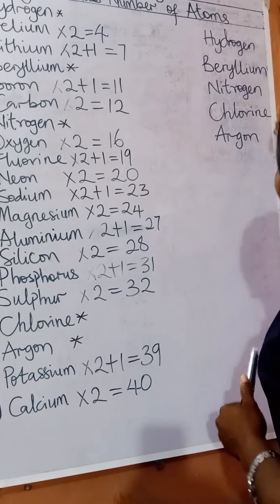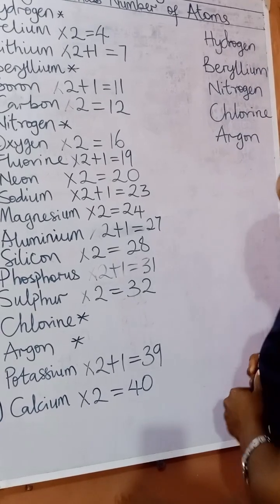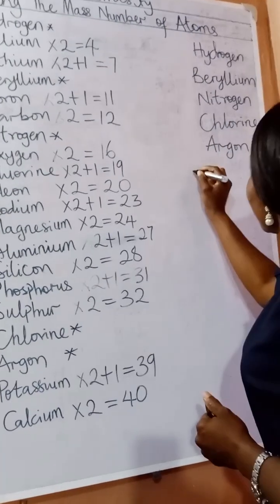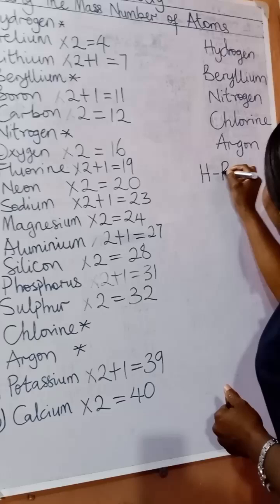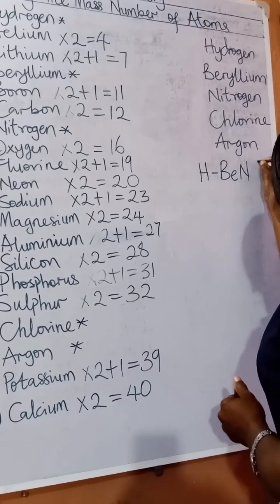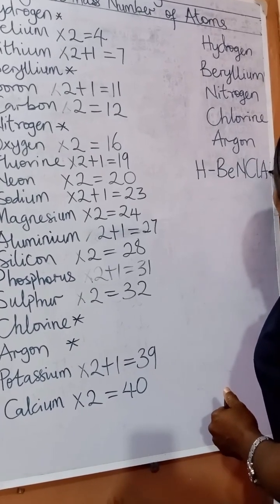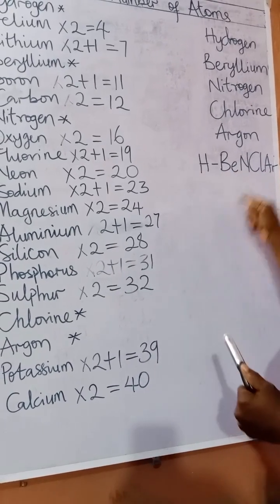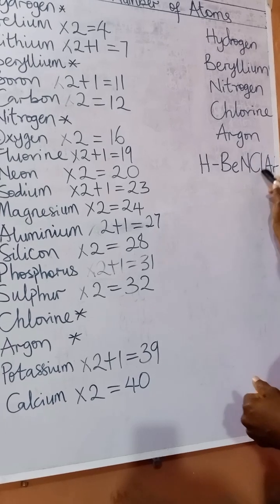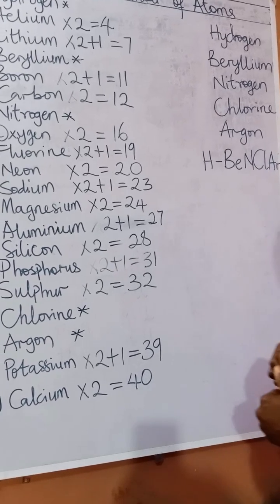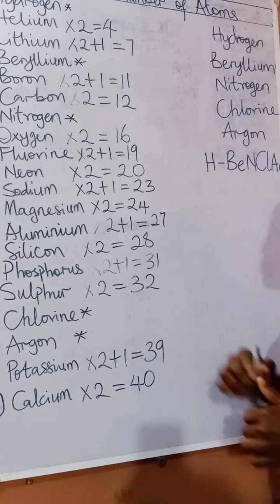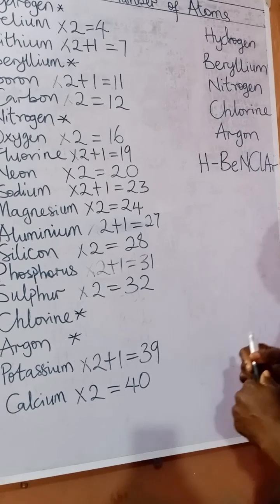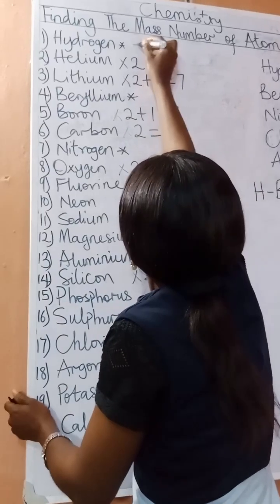Now let's move over to the exceptions. Hydrogen, beryllium, nitrogen, chlorine, and argon. I can actually coin it with the symbol to be H. Benkler. H for hydrogen, Be for beryllium, N for nitrogen, Cl for chlorine, and Ar for argon. Now these ones, you know their mass numbers by internalizing them. Just the 5. The mass number of hydrogen is 1.